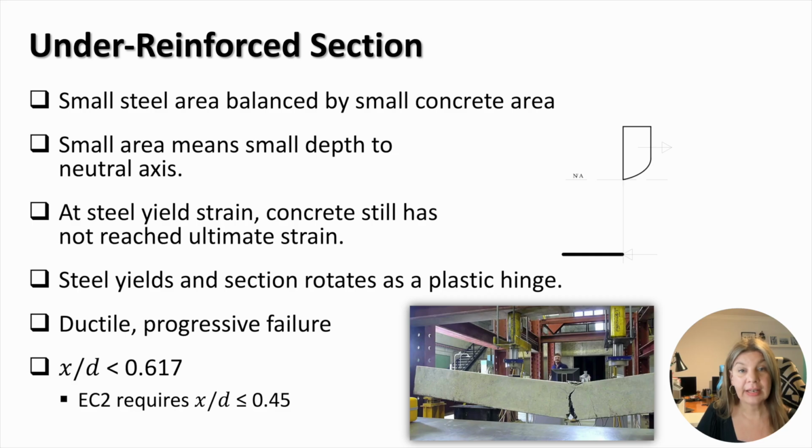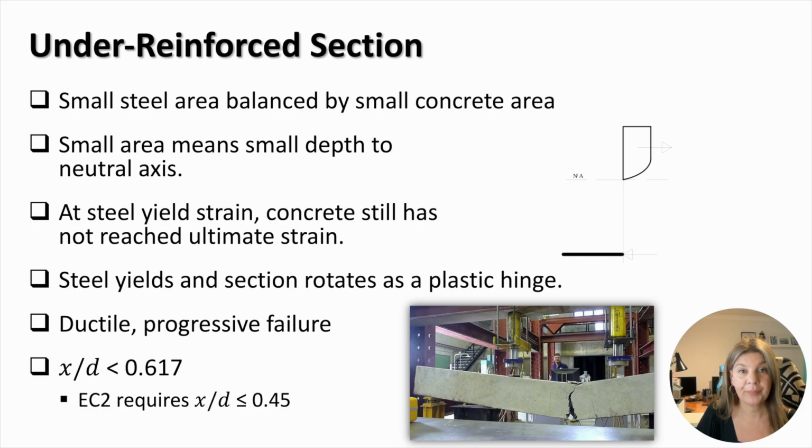The small steel area is balanced by a small concrete area. As a result, when steel yields, concrete still has not reached the ultimate strain. The yielding of the reinforcing steel leads to the development of a plastic hinge with high rotational capabilities. An example of a test on an under-reinforced beam failing by the development of a plastic hinge is shown in this picture.